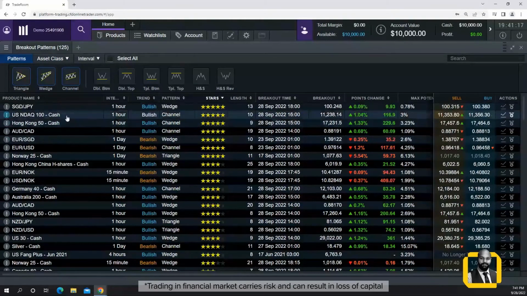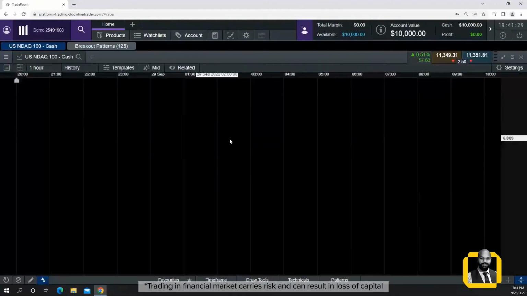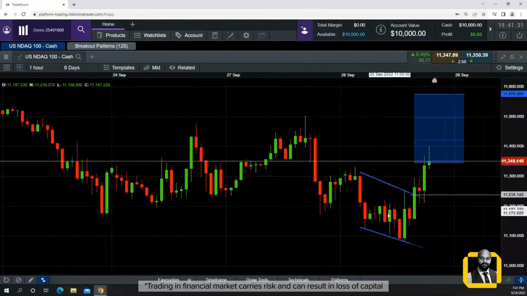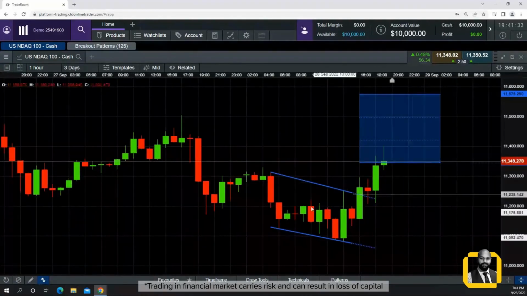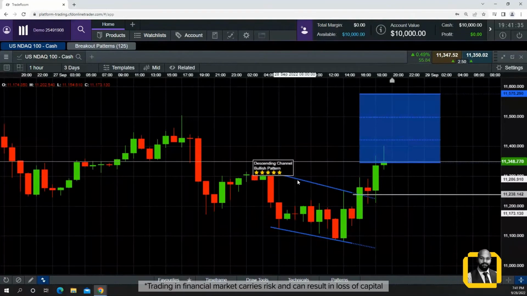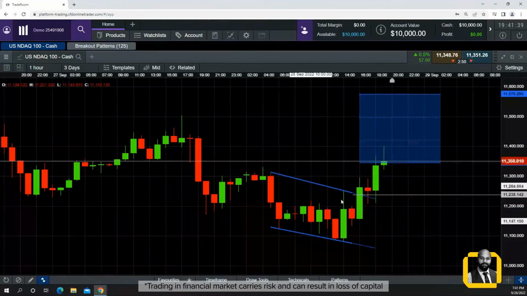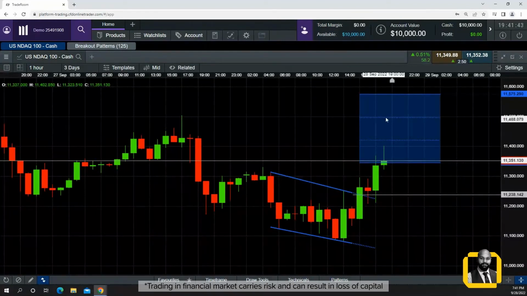All right, so Nasdaq, again pretty much similar to S&P 500, is the top 100 technology stocks put into a basket. Now if you click on this particular pattern, it gives you an indication over here. So basically, it was forming a descending channel pattern, which is a bullish pattern, meaning if there is a breakout above this pattern, we can expect the prices to move higher.